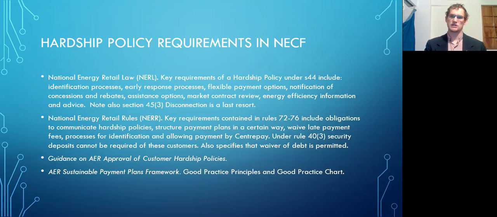There's also requirements in that section around early response. So again, that's connected to identification. The organisation needs to make sure that when a customer is in debt, it provides a program for those customers early on. Flexible payment options. This is probably the primary assistance that is usually offered through a hardship program, where a customer is, for example, given the opportunity to pay their bills up front or to pay on a different level of regularity compared to standard customers. Notification of concessions and rebates, so the retailer is required to inform the customer about where they can access information about government assistance.